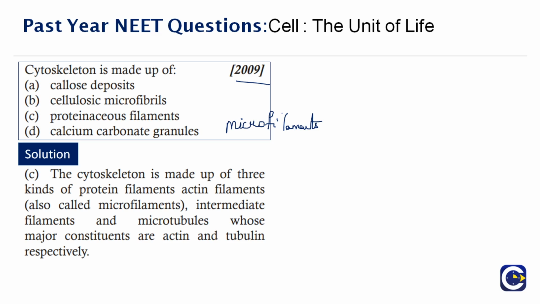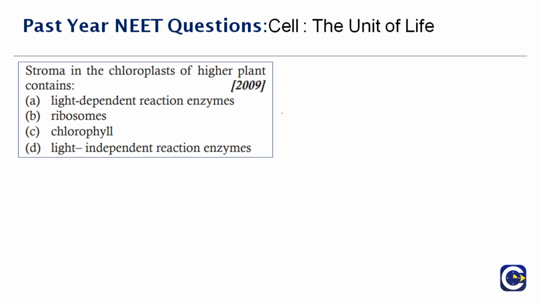Proteinaceous filaments are also called as microfilaments, and you have another system which is called as microtubules. They are also a part of cytoskeletal formation, but not in prior amount when compared to microfilaments. So as I already said, microtubulin have tubulin as protein, and microfilaments will have actin as proteins. Therefore the correct answer is option C. Okay, next question. So this is the last question for this part 4. Okay, let's go. Stroma in chloroplast of higher plant contains dash. Right, so this question was asked in the year 2009.